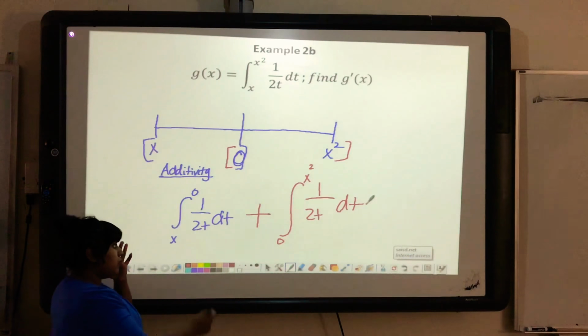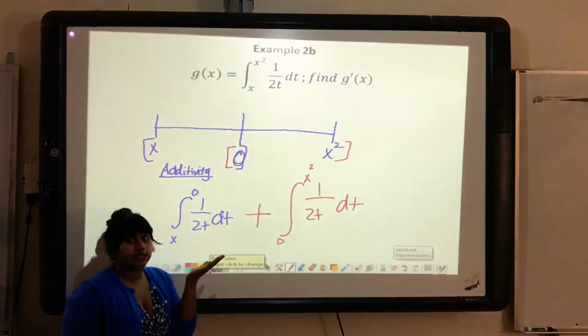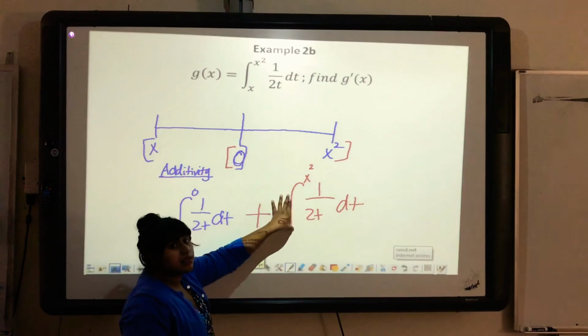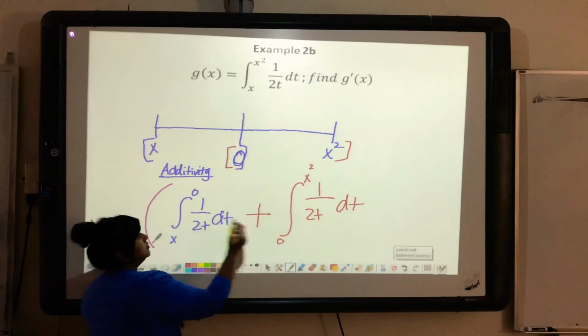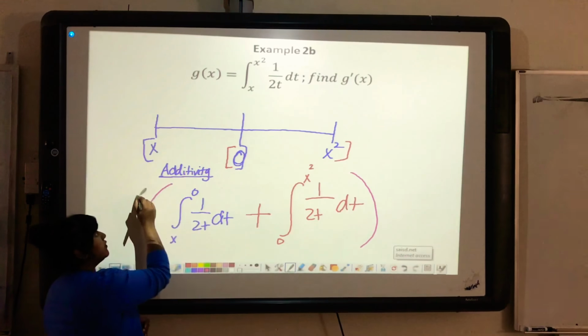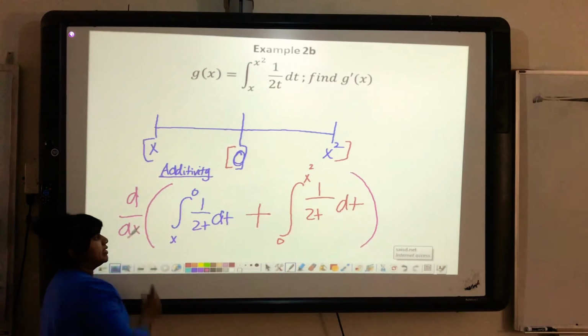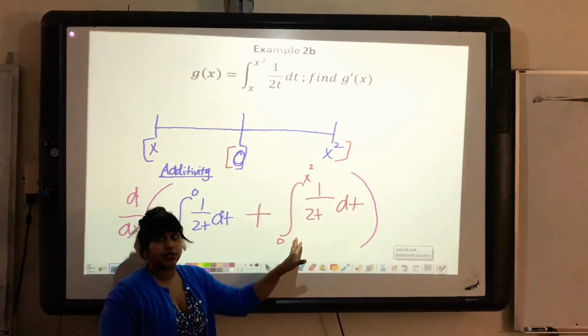Okay? Well, now we're mostly set up, so let's reevaluate these integrals. We are still taking the derivative of this whole thing. We are still doing that. That hasn't disappeared. So we're going to apply our fundamental theorem of calculus.